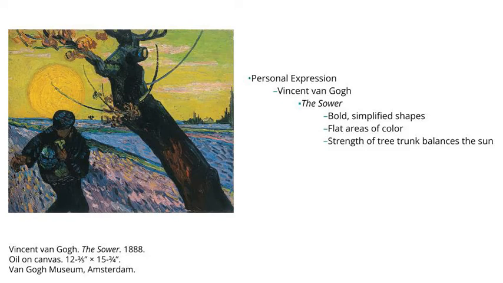This is The Sower, and Vincent van Gogh is, I'm sure you all know, very much known for his personal expression. He had a very emotionally challenging life, and he expressed a lot of emotion in his works. So this piece, The Sower, has these bold, simplified shapes, just like we see in Japanese woodcut prints, and the flat areas of color. But also there's a sort of balance struck here between the strength and darkness of the tree trunk and the bold, glimmering sun in the background.